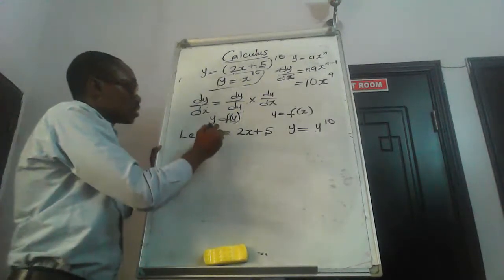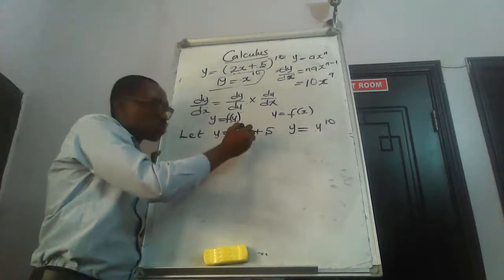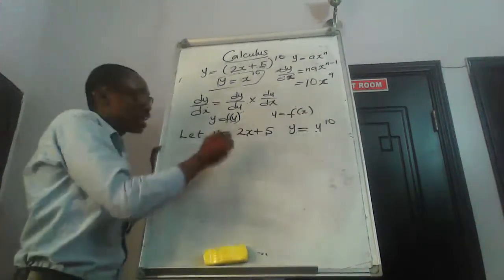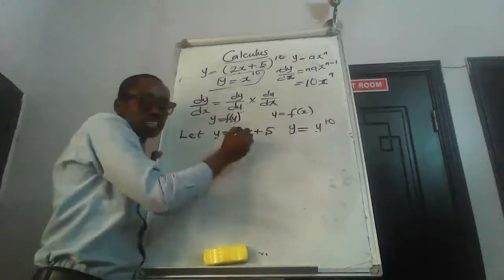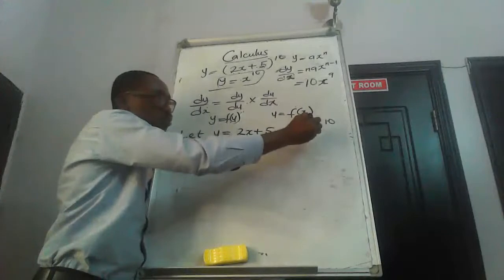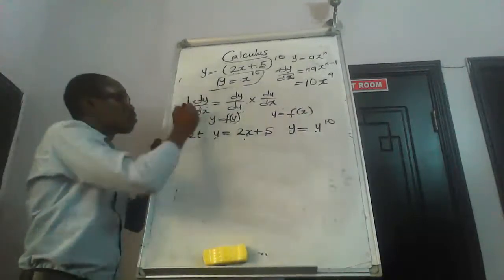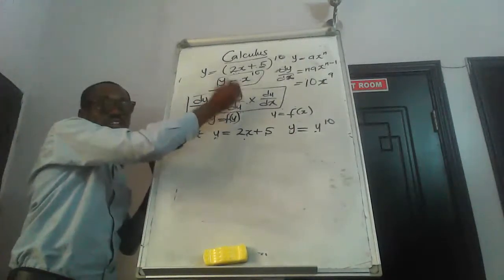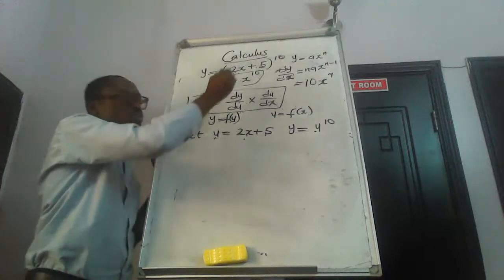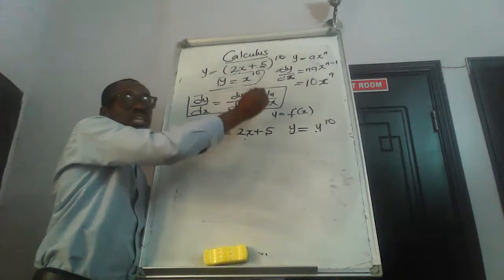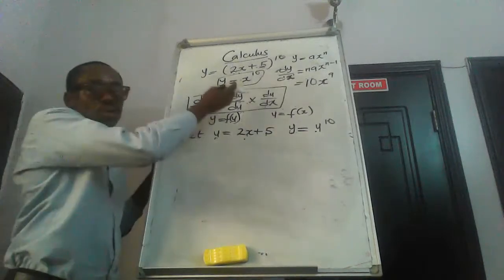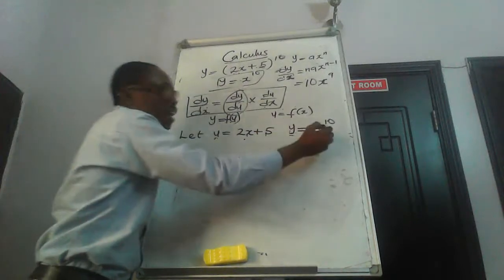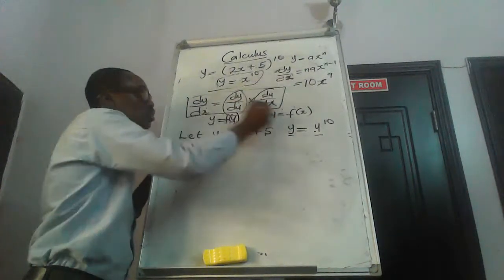So now, u is a function of x, and y is a function of u. So you can go ahead and differentiate u with respect to x and y with respect to u. So from the formula which I gave you, this is called the chain rule: dy/dx is going to be equal to dy/du times du/dx. So what you're going to do now is look for dy/du from here, and also look for du/dx from here.